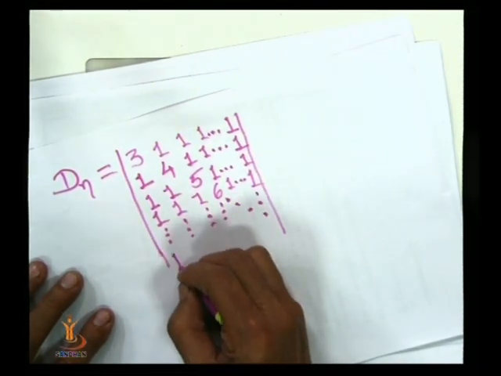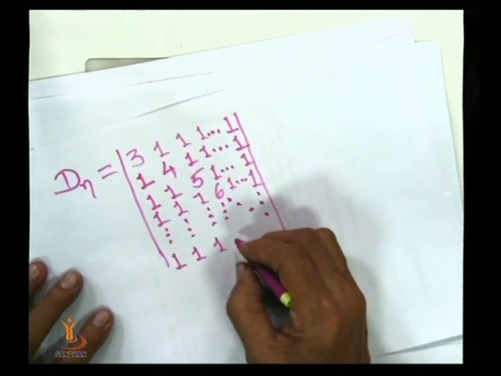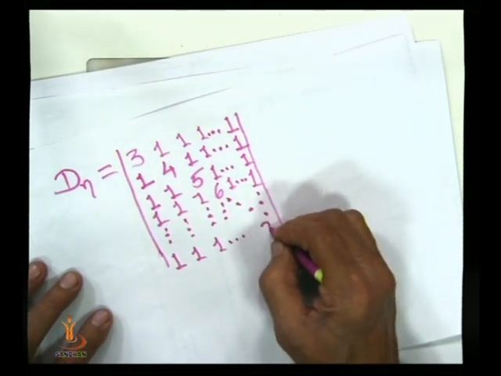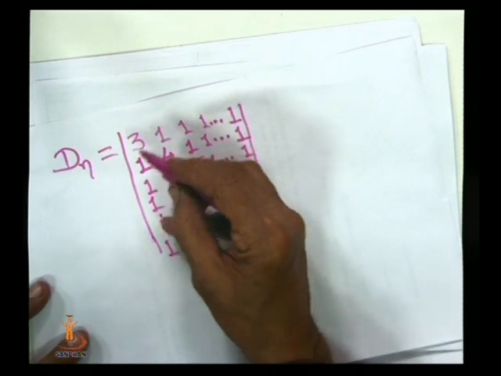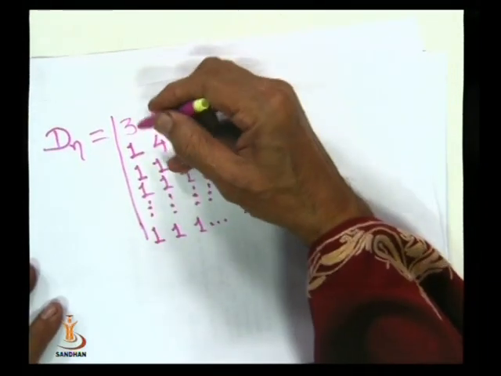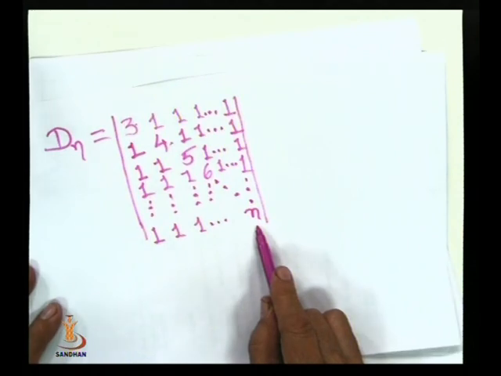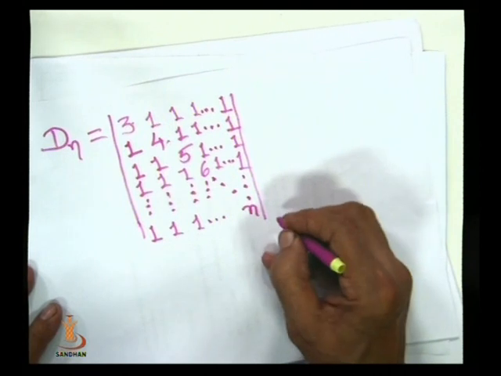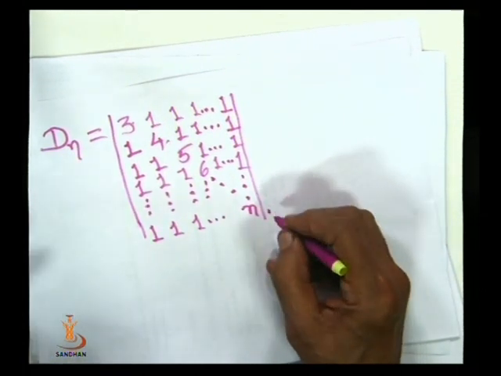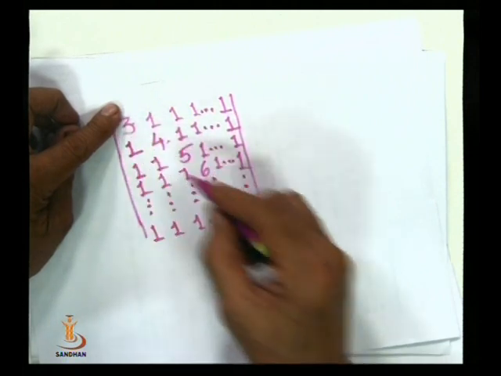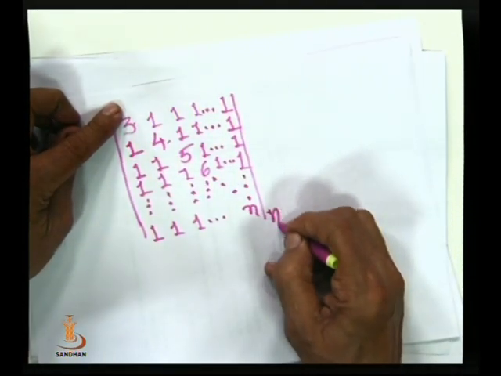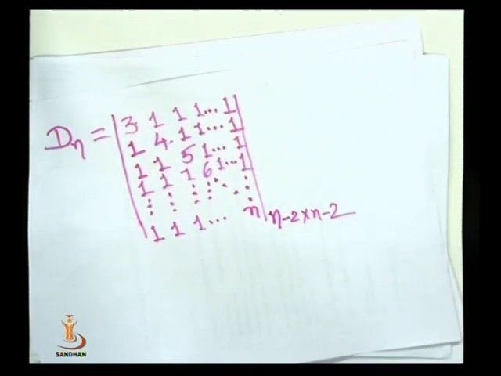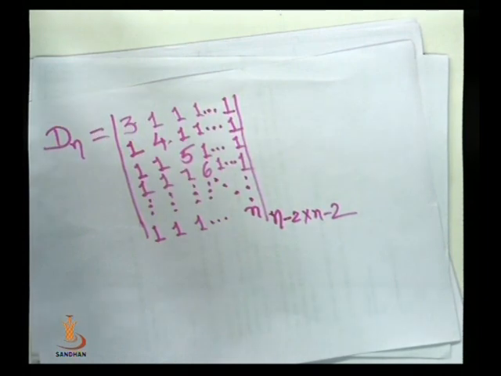In that case, here 1, 1, 1 and so on. The last term is n. Now, these are the diagonal elements, 3, 4, 5, 6 up to n. This is the diagonal elements. So, how many rows and columns you have? 1 and 2 are left out. So, 3 to n. So, it is n minus 2 by n minus 2.